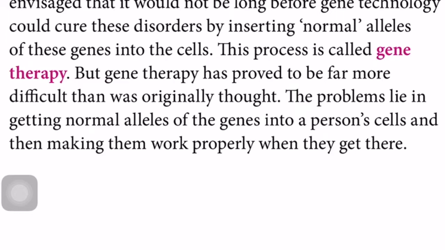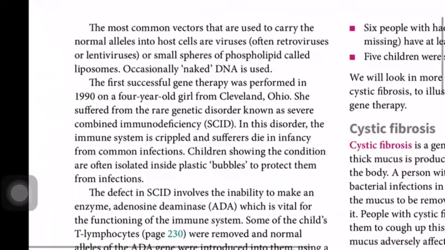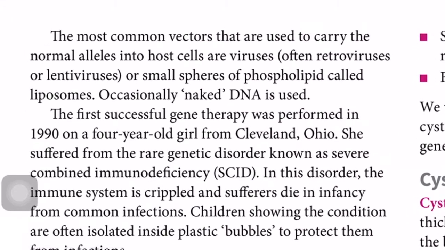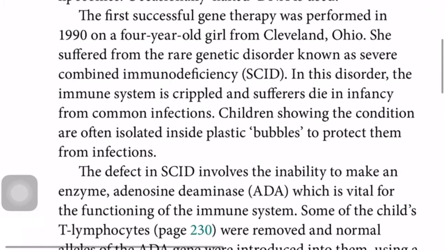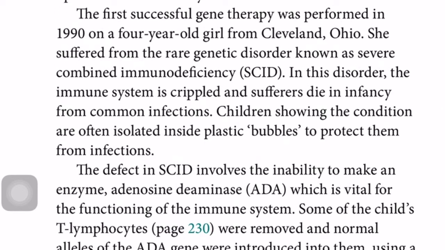Gene therapy has proved to be far more difficult than was originally thought. The problem lies in getting normal alleles of the genes into a person's cells and then making them work properly when they get there. Okay, that said, the most common vectors that are used to carry the normal alleles into host cells are viruses, often retroviruses or lentiviruses, or small vesicles of phospholipid called liposomes. Occasionally naked DNA is used. They usually do not use plasmids. We have discussed how plasmids can be used to insert genes into a bacterium, but in this case the gene will be inserted into a human cell.